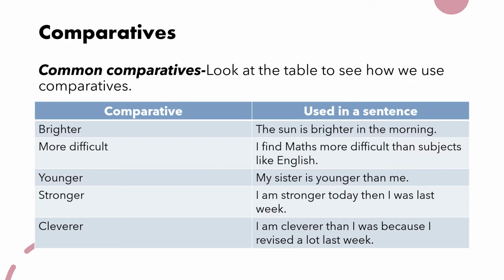The second one is more difficult. If we have a look at the example, I find English more difficult than subjects like English. The next one is younger. My sister is younger than me. So again, we're thinking about using that adjective there to help us compare a noun to another noun. My sister is a noun, and that's what we're comparing ourselves with. Next one is stronger. I'm stronger today than I was last week. And the final one, cleverer. I am cleverer than I was because I revised a lot last week.